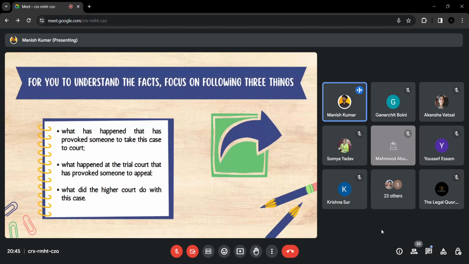Secondly, if it is a case of appeal, you need to firstly understand what happened at the trial court and maybe the other lower courts, and what provoked someone to go for appeal in that particular case. Thirdly and lastly, what did the higher court do with this case? Maybe if the appeal has been filed in the high court of any concerned state, what happened in that case? Was it further appealed? Was it finally decided by that court, or whatever happened? You need to take note of that.